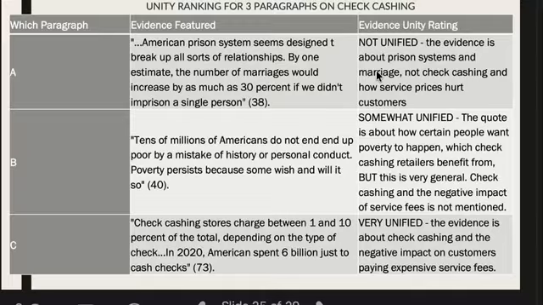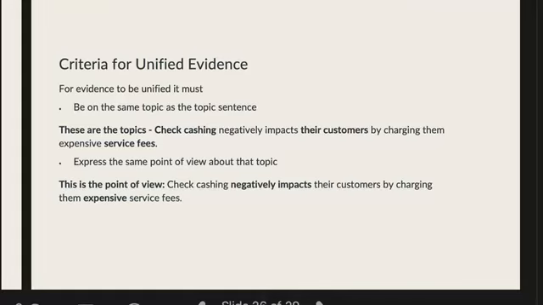So check cashing stores charge between 1% and 10% of the total, depending on the type of check in 2020, et cetera, et cetera. So that was very unified. It was on check cashing, it was on the service fees, and it was on the negative impacts. So that boom, boom, boom. So it had all the topics, and it had the point of view that the writer was trying to convey. That's a good piece of evidence. Very, very unified, right?